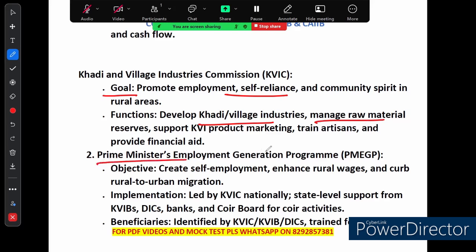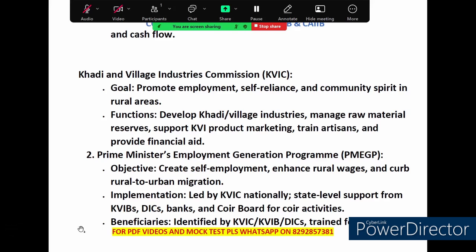Now there is something called the Pradhan Mantri Employment Generation Program, that is PMEGP. So it is all about self-employment and reducing rural migration. The objective is to create job opportunities in rural areas, to boost income and to reduce migration to cities. How does it work? KVIC leads the program nationally, and on the state level it is supported by various agencies like KVIB, DICs, banks and core board. KVIB means Khadi Village Industry Board, DIC means District Industry Center. Who are the beneficiaries of this scheme? People selected by KVIC, KVIB, DICs undergo 2 weeks of entrepreneurship training and are eligible for capital subsidy.